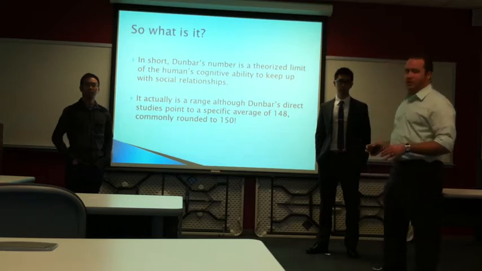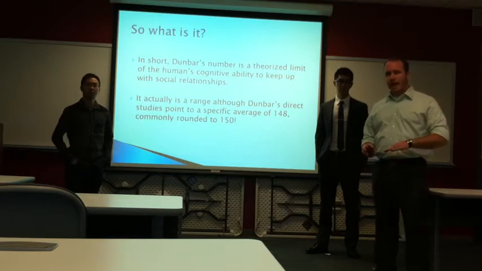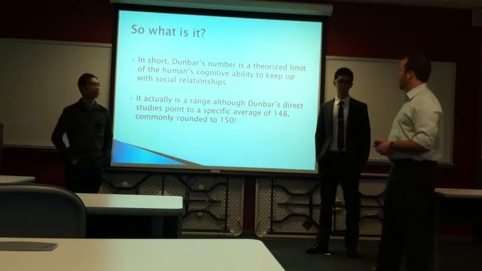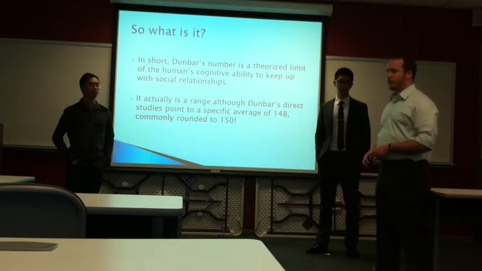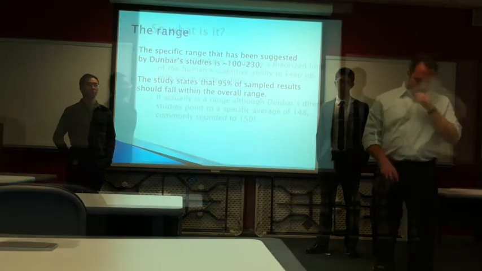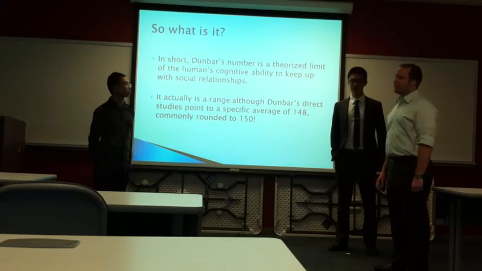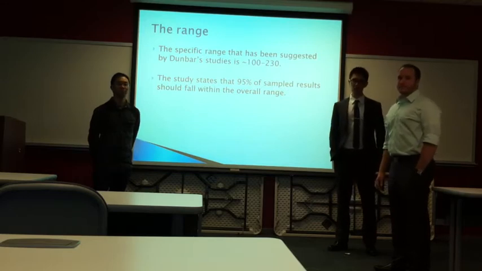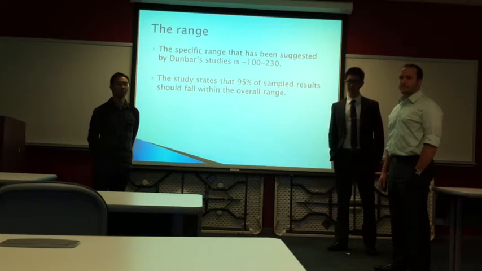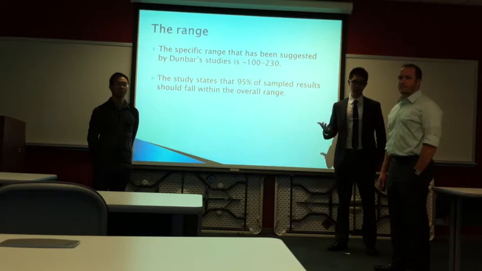And this number is actually part of a range. It's not a solid number. That number was the average. So it's in the middle of a larger range that Dunbar was able to extrapolate from his studies of cognitive abilities. Now, Stephen had mentioned earlier the range, which is pretty much the relationship a person should be able to maintain. The numbers associated with that range are between 100 to 230, and the average is about 150. So 95% of the time you'll be falling anywhere above or below 150 within that Dunbar range.